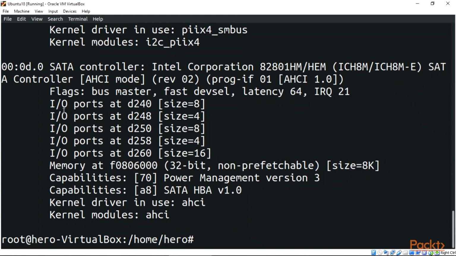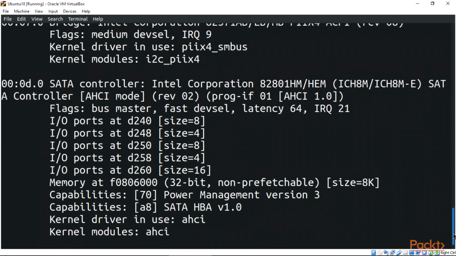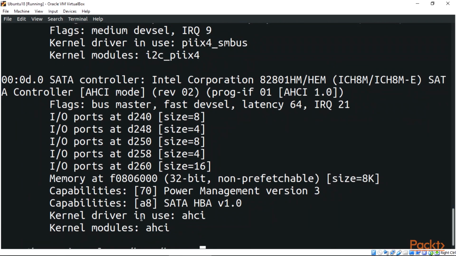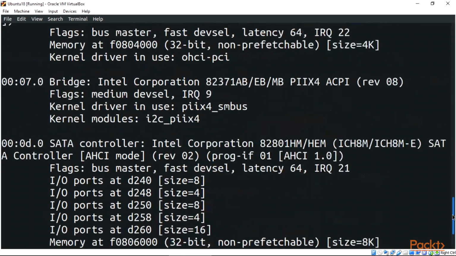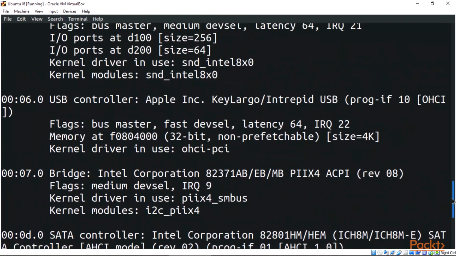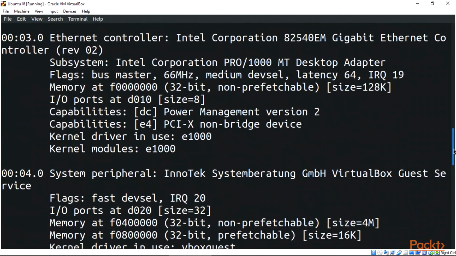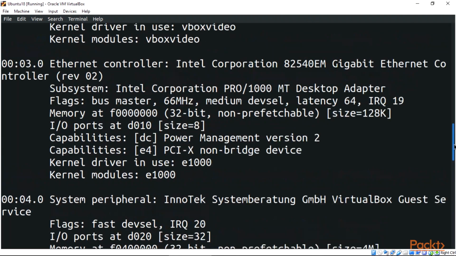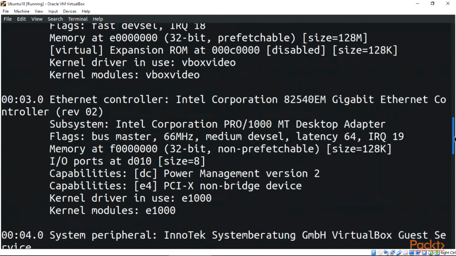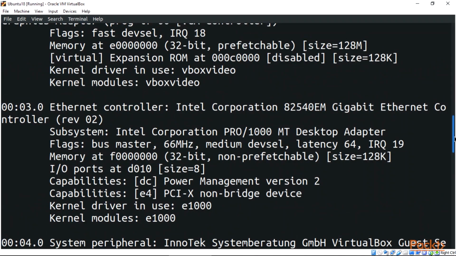You can see we have the IO port at D24. You can scroll up and check it. You can see we have the kernel driver in use, AHCI. And if we scroll up, you see loads and tons of information about our Linux PCI resources and what this is actually telling us about our graphics driver.